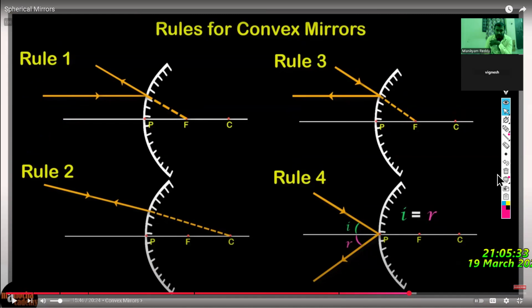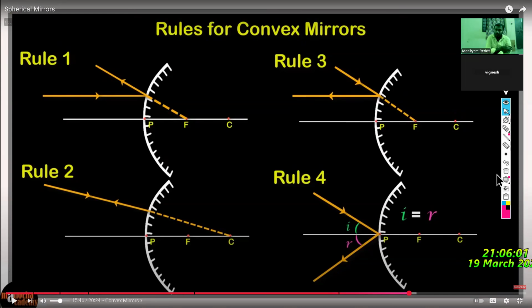When the ray is passing through the center of curvature, this is the inside one, imaginary, it reflects back. It is outside, it is happening completely. Okay, here when the ray is passing through the focal point, then it reflects back. This is rule 4. When the ray is passing through the pole, incident angle equal to reflected angle.